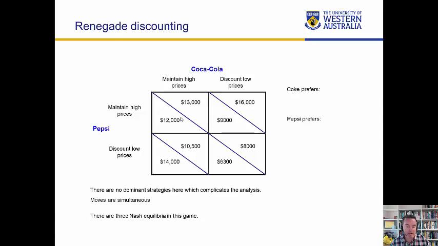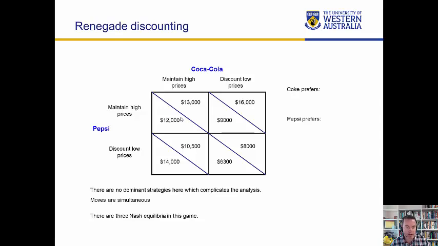Pepsi obviously prefers the bottom left-hand quadrant for the same reason. They would prefer 14,000 rather than 12,000, but if they stay there at the discounted prices for too long, the game will end up going back to the lower right-hand quadrant, low prices. They'll be into a price war, and they'll both be harmed by that.